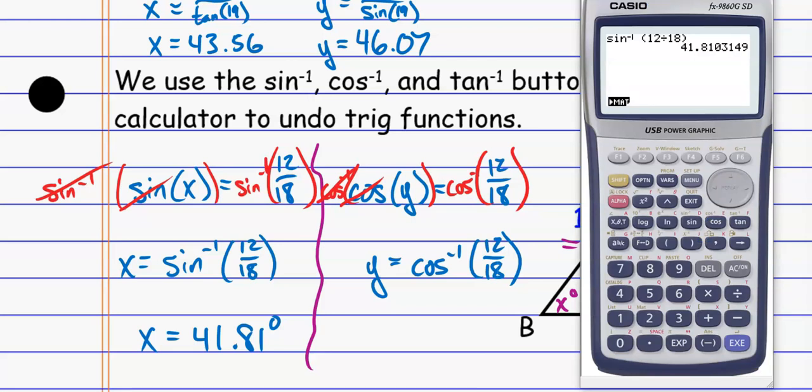And so once again, I just plug this into my calculator, second cosine, so the inverse cosine of 12 divided by 18. And that gives me 48.19.